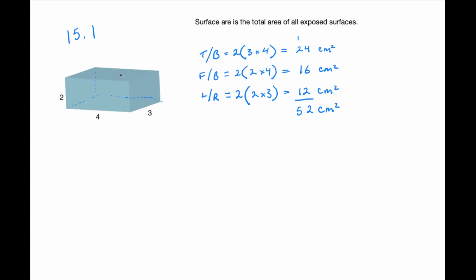You would do the area of the top, the area of the bottom, the area of the left, the area of the right, the area of the front, the area of the back. And because we know that the top and the bottom are the same, we just have to calculate it once and multiply it by 2. Same thing for the front and the back and the left and the right. And that makes it pretty easy to do once we understand how to do that.